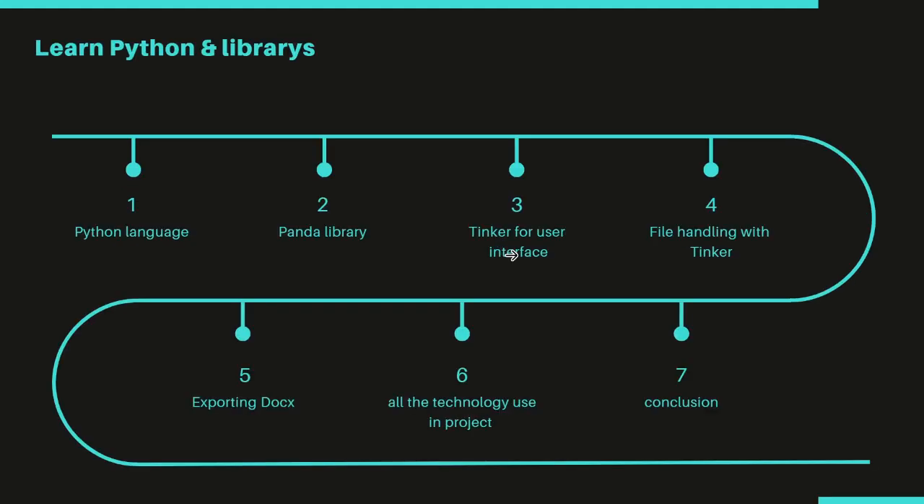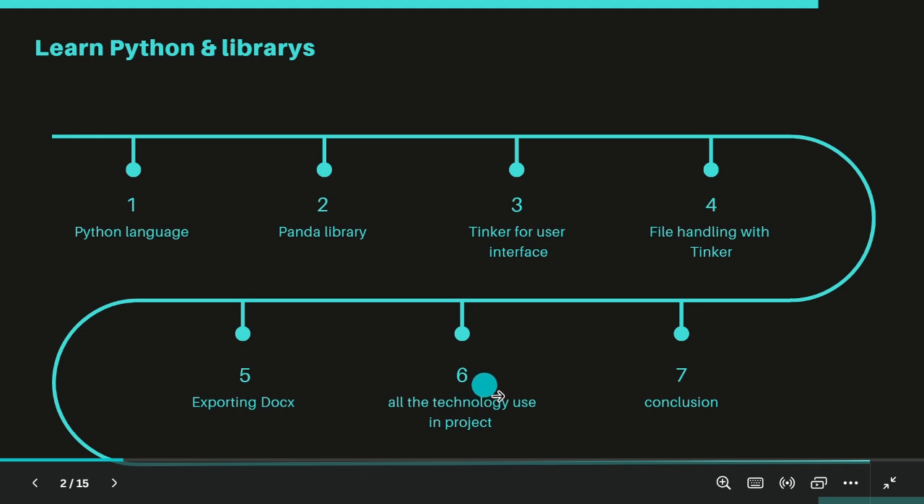So in this video we cover all 7 points. First is introduction to Python, and second and third are the Python libraries, pandas and Tkinter for user interface, and fourth we see the file handling with Tkinter, and fifth is the library docx for exporting docs, and sixth is all technology used in the project, and seventh is the conclusion.